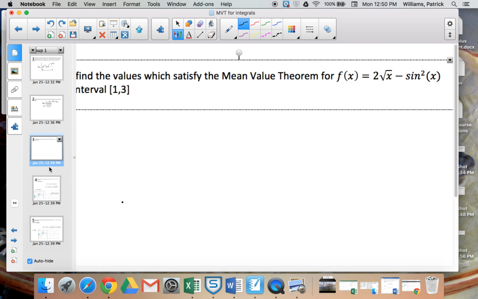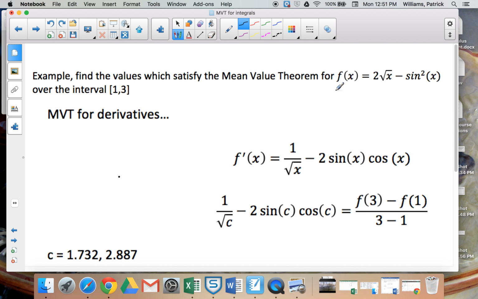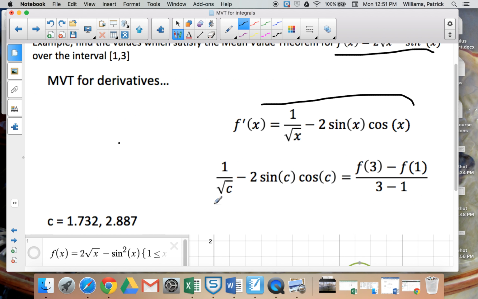All right, so if you're giving this a try, if we try to do the first way, which related to derivatives, first we have to calculate the derivative of this function, which would just be this right here. And then what we want to do is set some value of c evaluated at that derivative to be equal to the average rate of change of that function. So when I do this, I got these two c values.